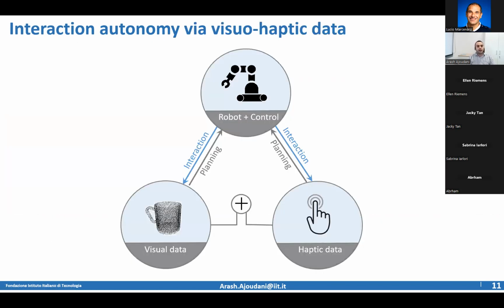So you might say it's good to plan robot interaction based on visual data. It's good to plan robot interaction with the external environment based on haptic and force data. And of course, it comes very natural to combine them. The first answer is yes, of course.